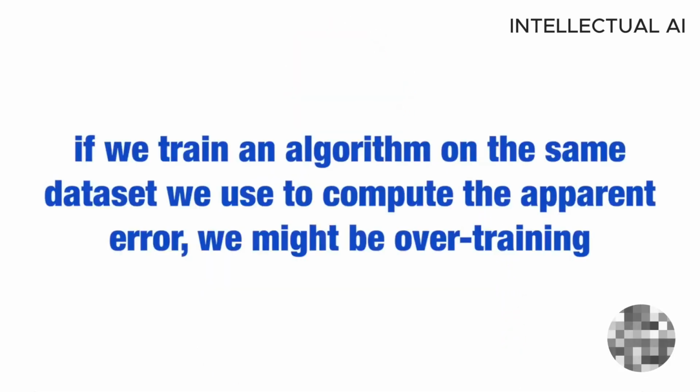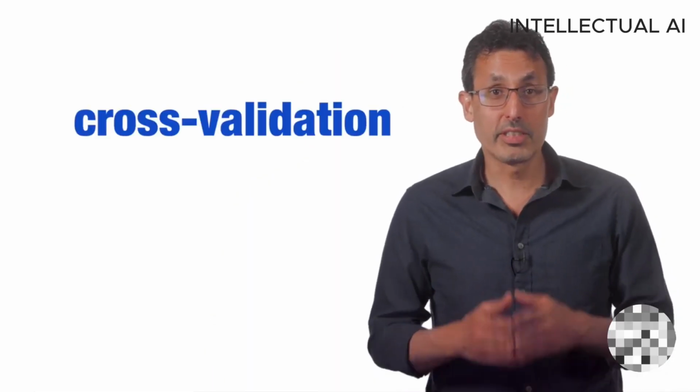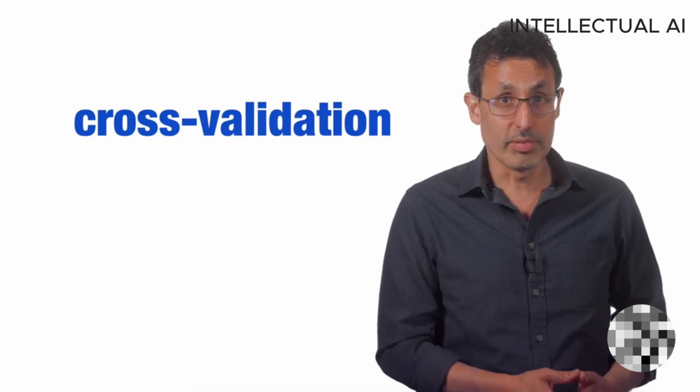Second, if we train an algorithm on the same dataset that we use to compute the apparent error, we might be overtraining. In general, when we do this, the apparent error will be an underestimate of the true error. We will see an extreme example of this with k nearest neighbors. Cross-validation is a technique that permits us to alleviate both these problems.